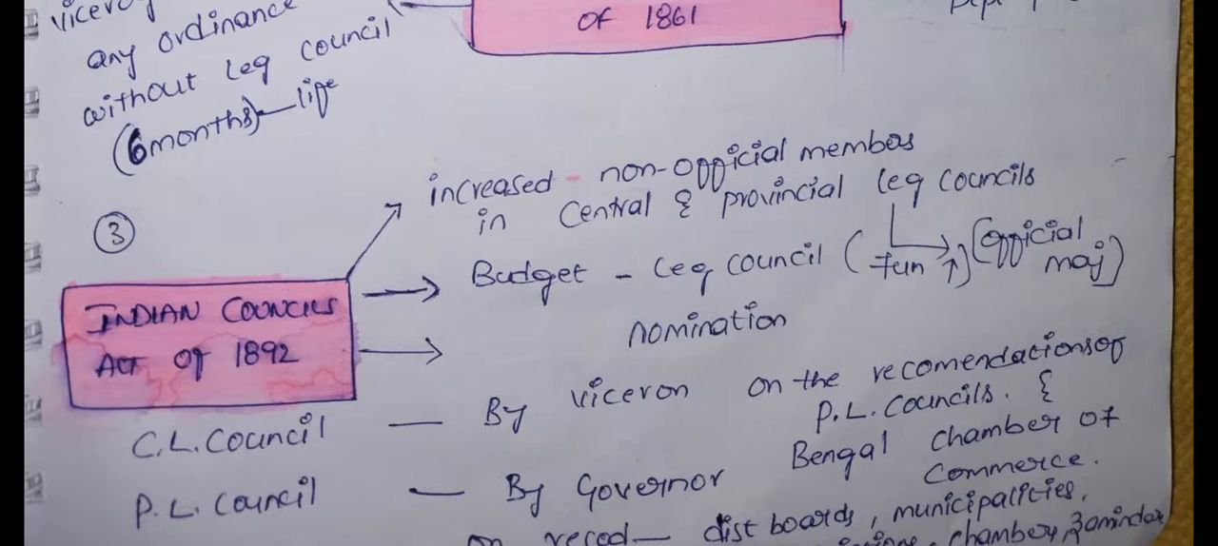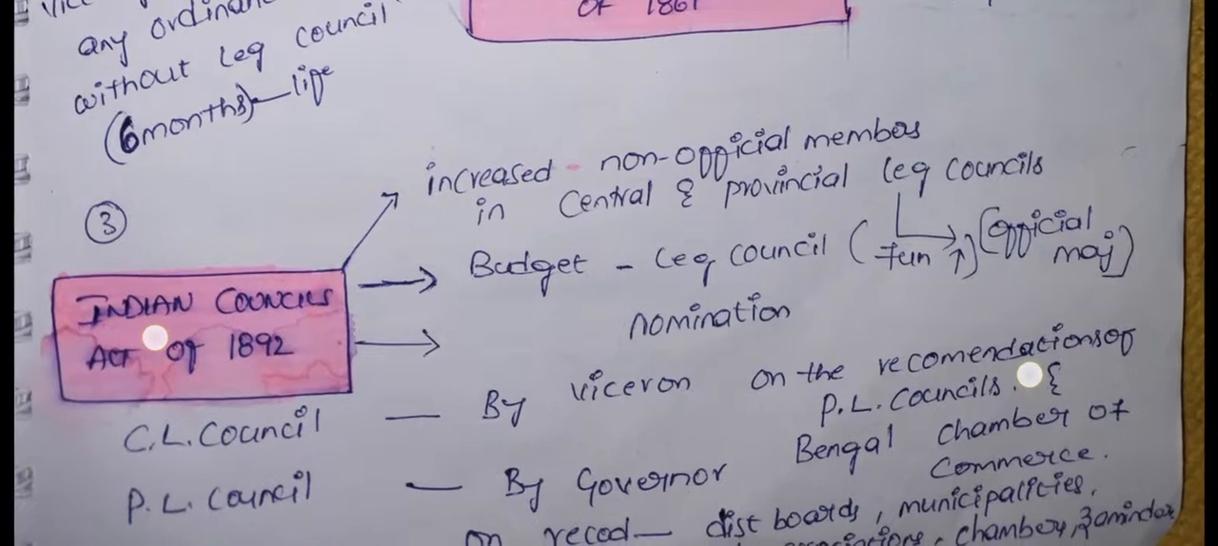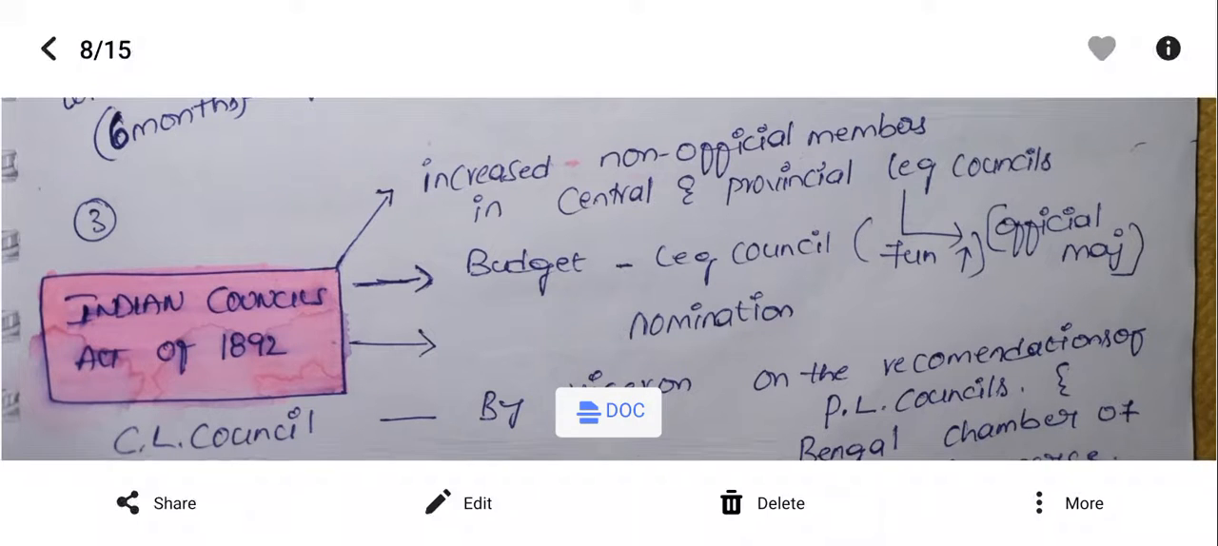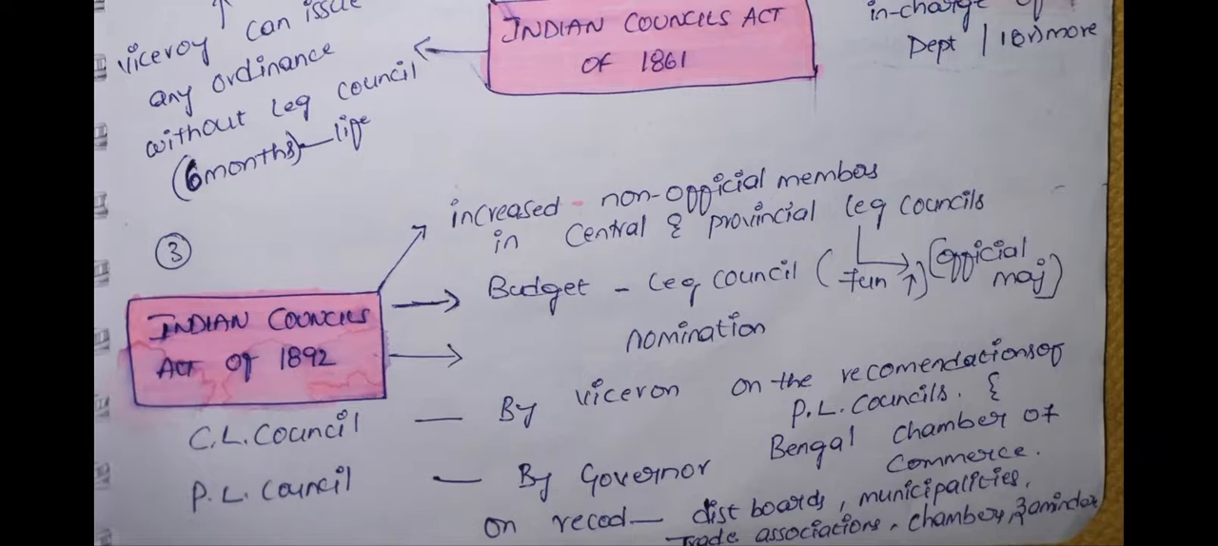Central Legislative Council members were nominated by the Viceroy on the recommendations of the provincial legislative councils and the Bengal Chamber of Commerce. In the provincial legislative councils, members were nominated by the governor of the province on the recommendations of district boards, municipalities, trade associations, chambers, and zamindars.